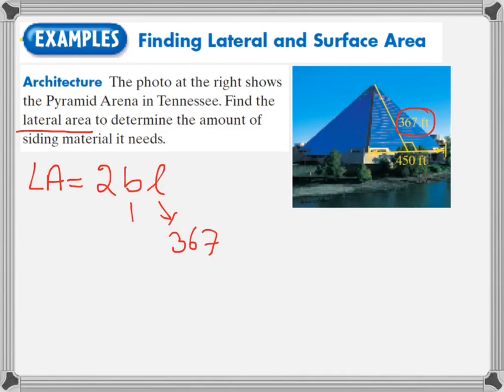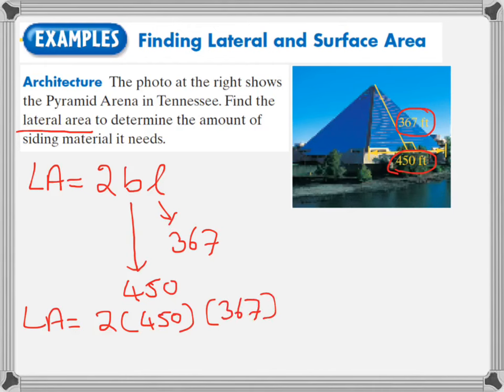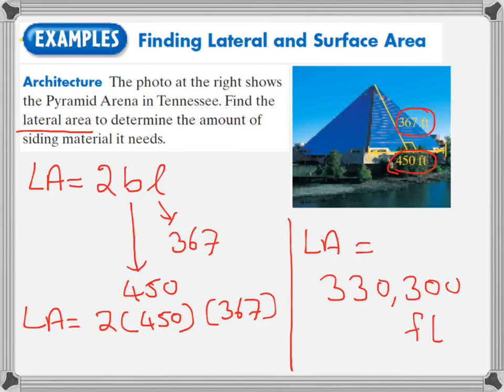And what does B stand for? It is the edge length, which is 450. So LA is equal to 2 times 450 times 367. If you use your calculator, 2 multiplied with 450 multiplied with 367, LA is equal to 330,300 feet squared.